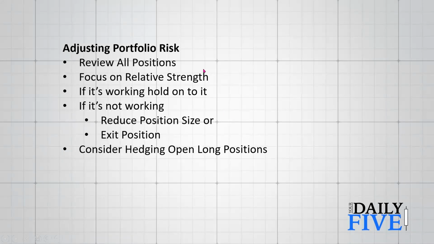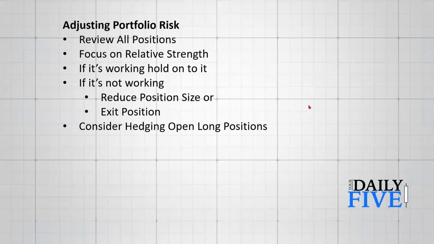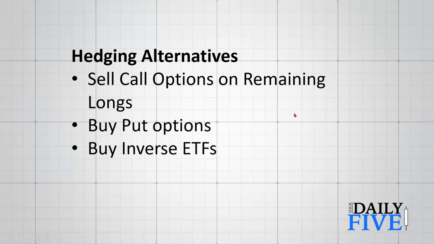We first review all our positions and we focus on relative strength. If it's working, you hold on to it. If it's not working, you can either reduce your position size or exit the position altogether. And certainly you can consider hedging your open long positions. And of course, your hedging alternatives are you can sell call options on remaining longs. You can buy put options. You can buy inverse ETFs, or you can do all three of them.